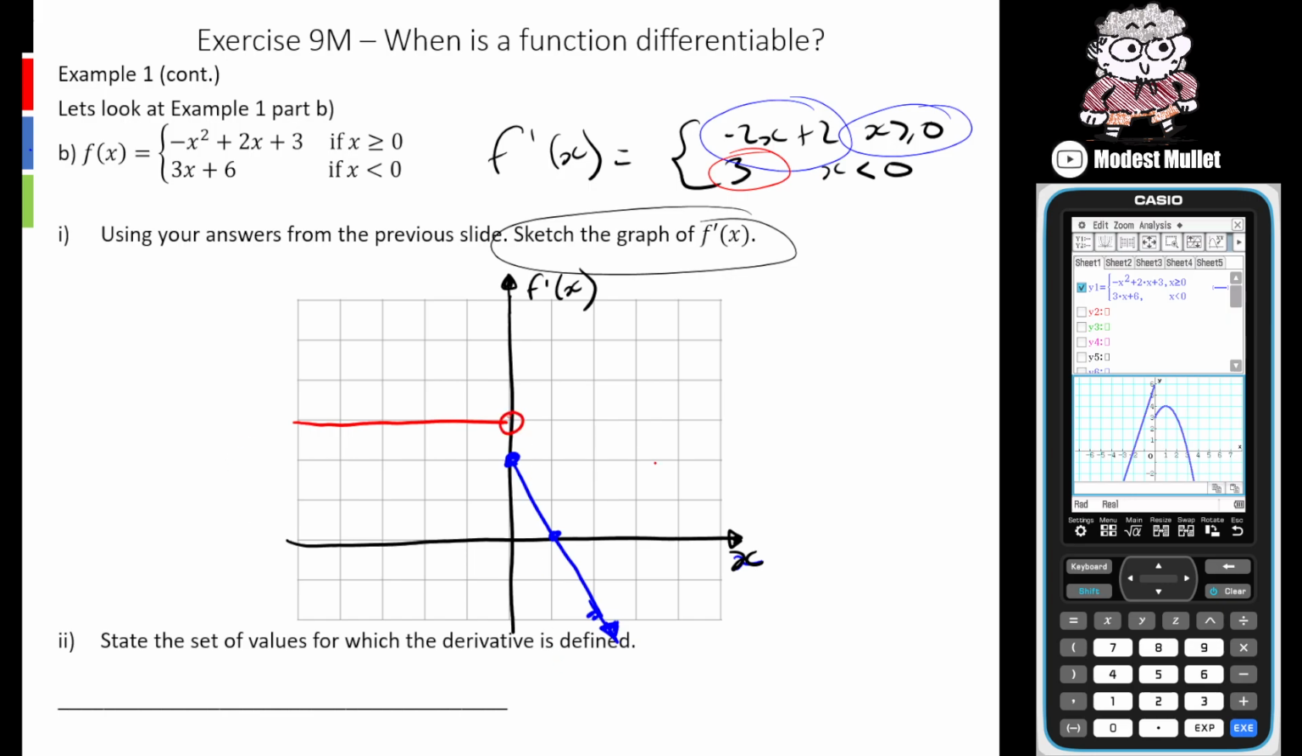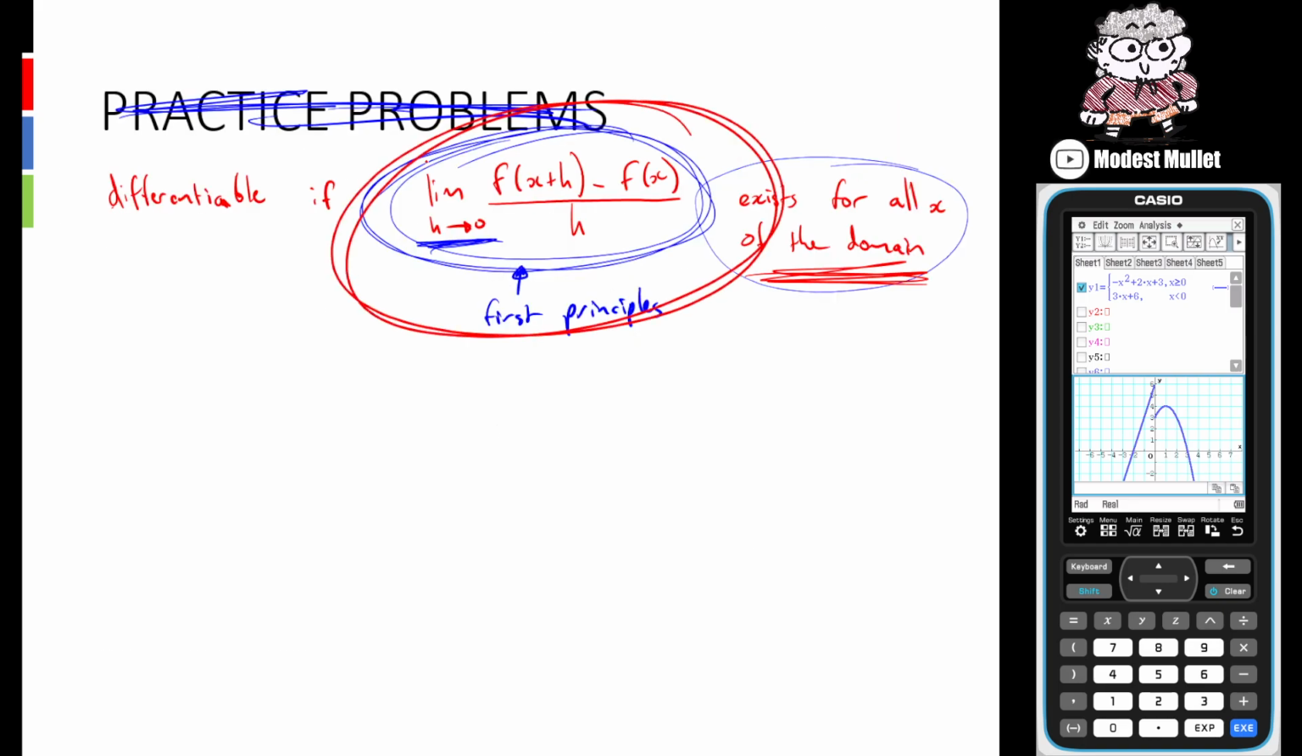Okay, so same thing we can see here. Since we've graphed the derivative and the derivative is not joined at all points, if we tried to find the limit as h approaches 0, and the break is at x equals 0, well, what's the limit? We don't know from the left, we don't know from the right, so we can't answer this question here at x equals 0. Okay.